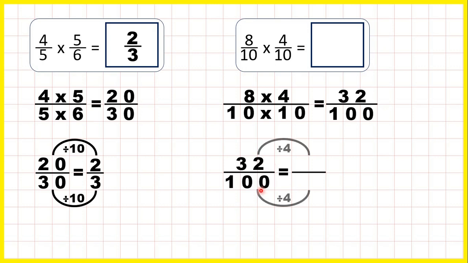32 and 100 are both in the 4 times table, so we could divide by 2 and divide by 2 again, but we might save ourselves time by dividing by 4. So 32 divided by 4 is 8, 100 divided by 4 is 25. We can't simplify 8/25 any further, so that's our answer in its most simplified form.